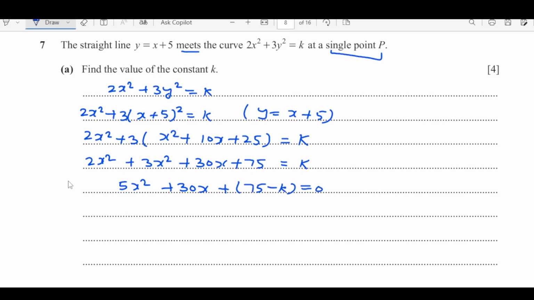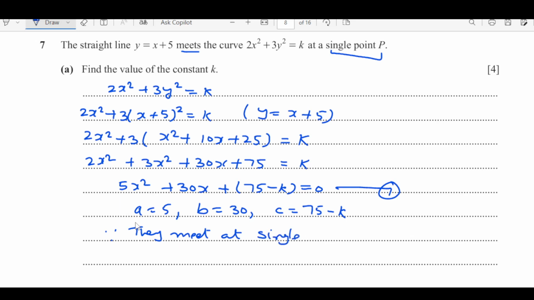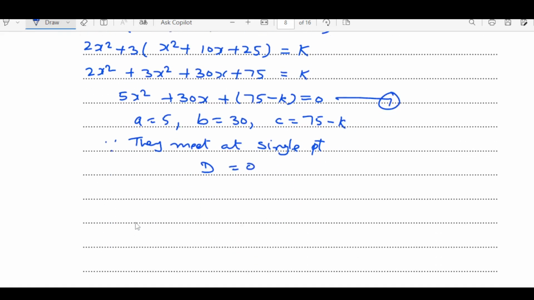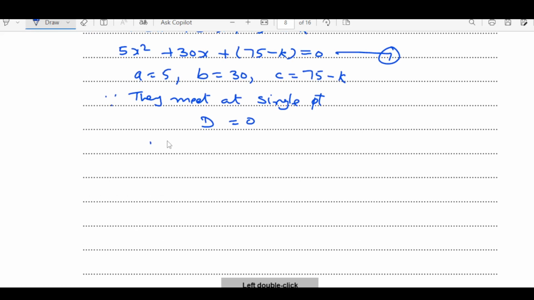Let us say this is equation number 1. As they are given that they meet at a single point, that means the discriminant of this is going to be 0. A here is 5, B is 30 and C is 75 minus k. What is the discriminant? You know the formula: b squared minus 4ac is 0.